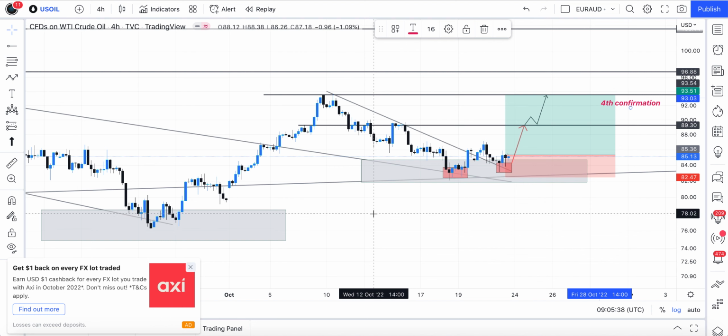So that's all. See you in the weekly analysis, and we are going to bank on the Canadian dollar too, because a stronger US oil means a stronger Canadian dollar. So take care.